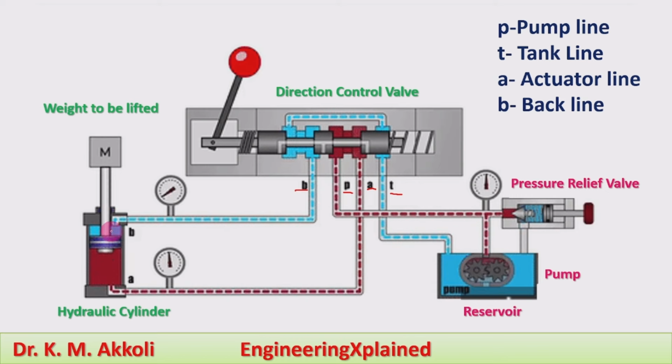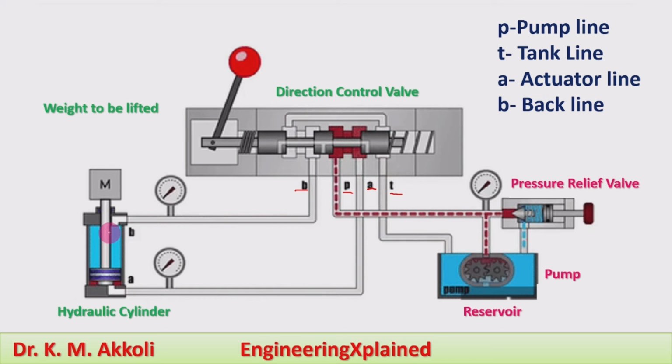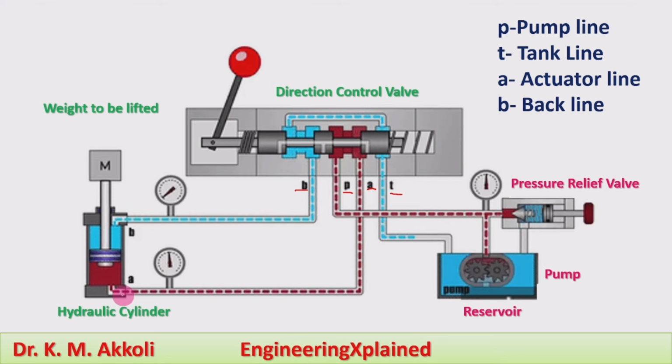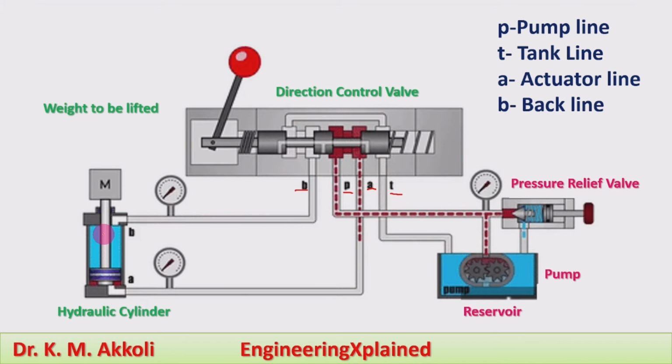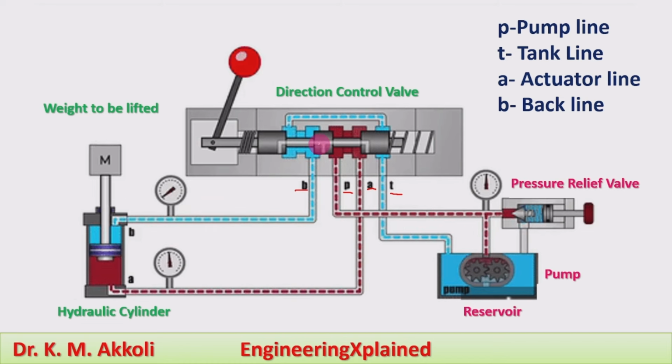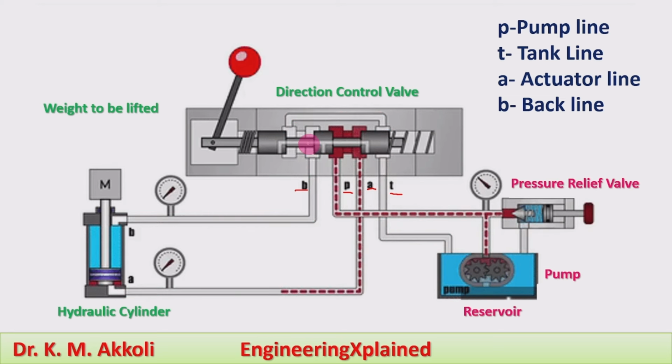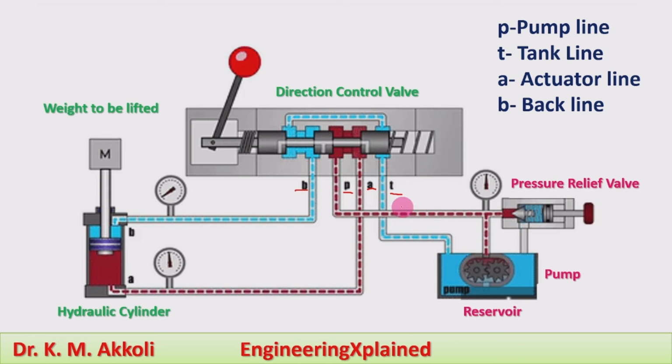And here it is a double acting cylinder. On the other side there will be fluid which is at a lower pressure. The red line shows the higher pressure and the blue line shows the lower pressure. The lower pressure fluid goes through the other line to the direction control valve, and it will be set in such a way that during the forward flow, the back line should be connected to a tank line. During the forward stroke, the pump line will be connected to the cylinder and the back line will be connected to the tank line. Like this is its connection.